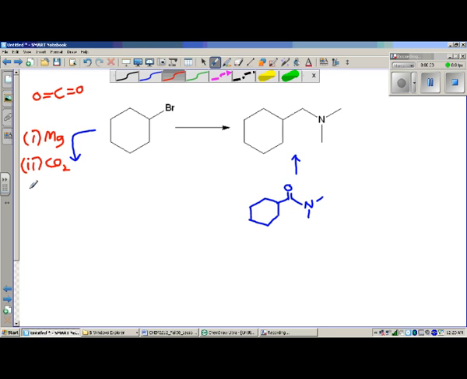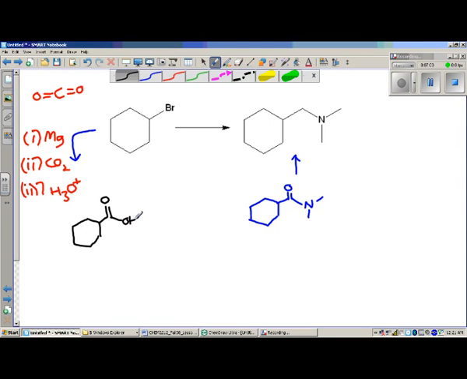And what's the last step in every Grignard reaction? Always the last step, it's always H3O plus. Okay? So what's the functional group that we get out after we do these three steps? Well, it's a carboxylic acid, and it actually looks something like this.